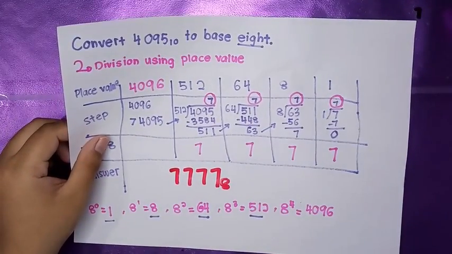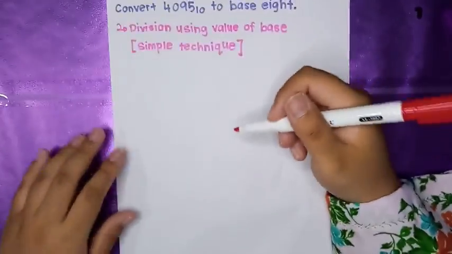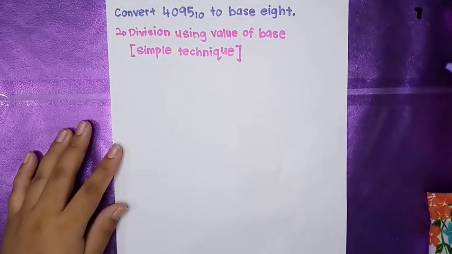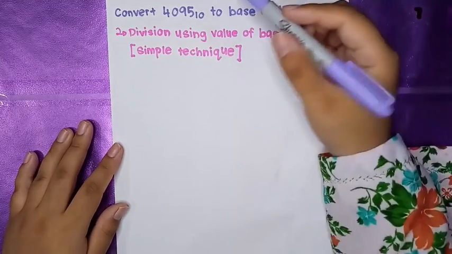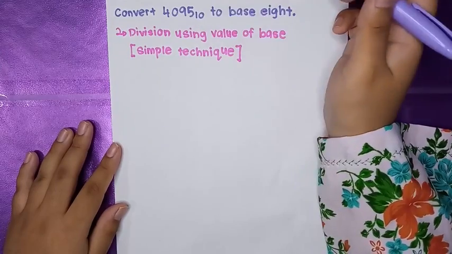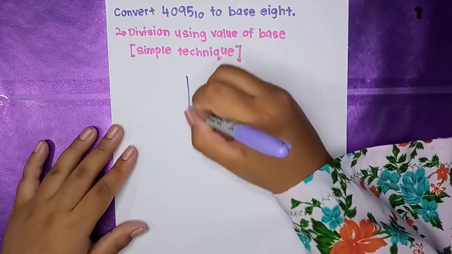Okay, now let's take a look at a simple technique. Okay, this is the simple technique, division using value of base. This question is the same. Convert 4095 base 10 to base 8. Okay, first we're going to draw a table like this.